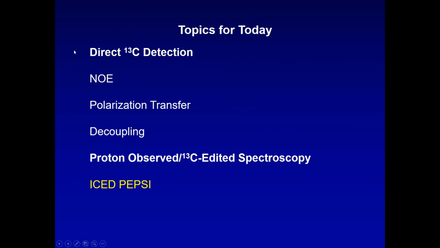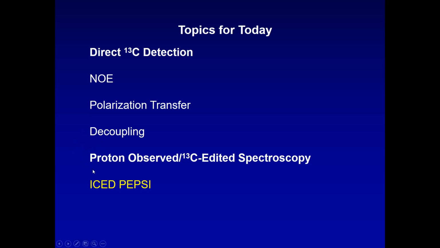So far, we've talked about ways to detect carbon-13 itself. We can either do this without localization or improve it by adding localization. We can boost the sensitivity with the nuclear Overhauser enhancement. We can boost the sensitivity further if we use polarization transfer. And we can make the spectra easier to measure and improve the signal to noise for any given peak by decoupling.